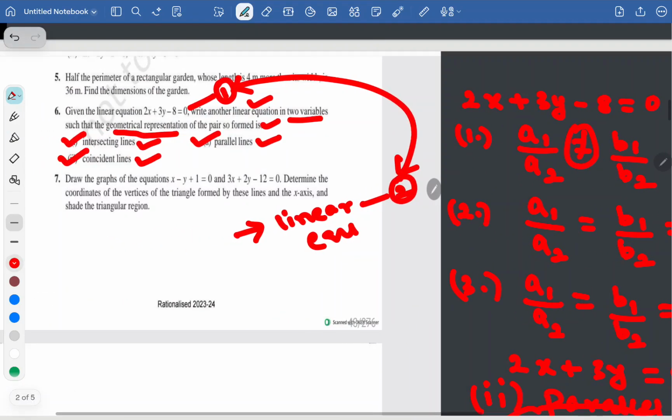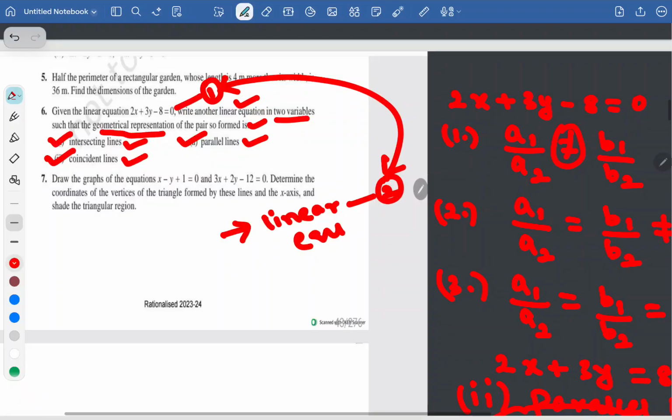Therefore, for problem number 6, I have constructed 3 different lines in such a way that it satisfies the intersecting lines, the parallel lines, and the coincident lines. Now I am going to discuss the last problem, the 7th one, in this video.